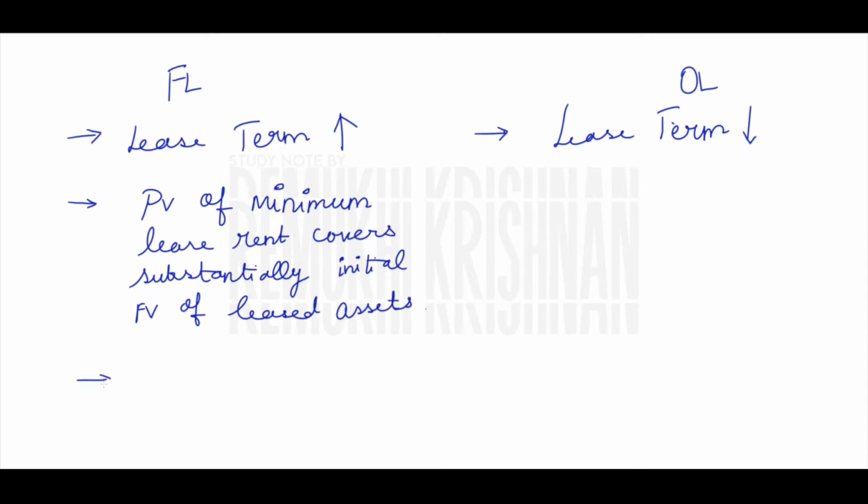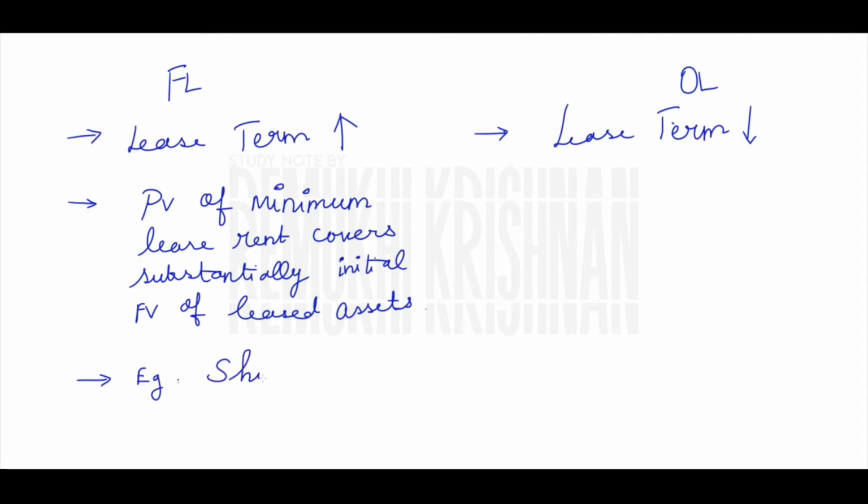So we will be seeing this point in detail when we are covering the sums. The purpose of this point is that in a finance lease, since the period of usage of the asset is more, the lessor, the owner of the asset, will try to get the maximum value from the lease rent itself. So this will keep the lessor in a safer place.